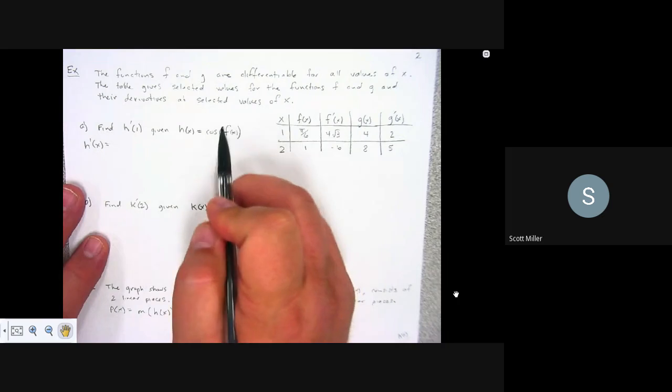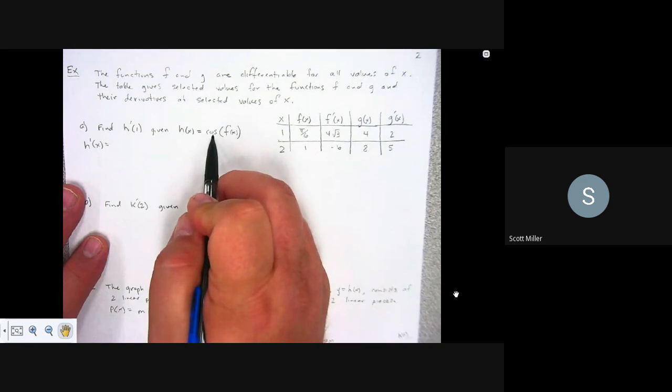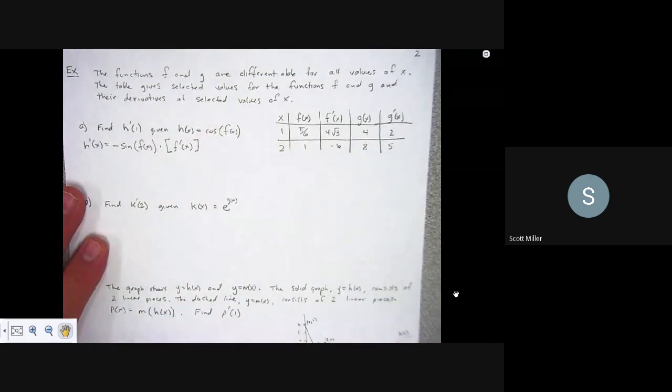So what is h prime of x? Well, the outside function is cosine. The inside function is f of x. Doesn't matter. Let's go for it. What is the derivative of the cosine function? If you look at your notes, it is a negative sine. So the derivative of the cosine is negative sine of whatever this was, times, now I need to do the chain rule and do the derivative of the inside, which is f prime of x, and then times dx/dx, which I'm not going to put in there. That is h prime of x.